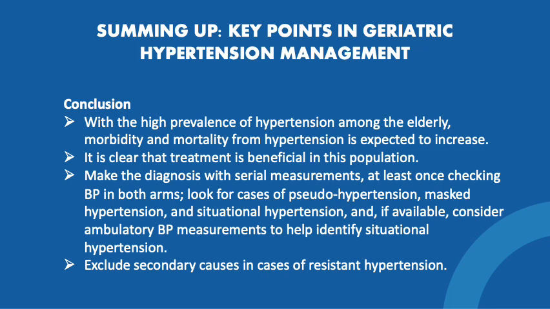Make the diagnosis with serial measurements, at least once checking blood pressure in both arms. Look for cases of pseudohypertension, mass hypertension, and situational hypertension. And if available, consider ambulatory blood pressure measurements to help identify situational hypertension. Exclude secondary causes in cases of resistant hypertension.